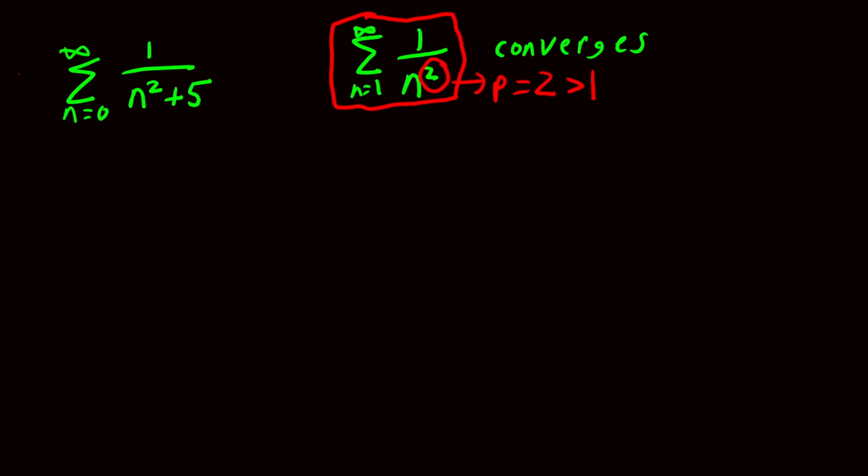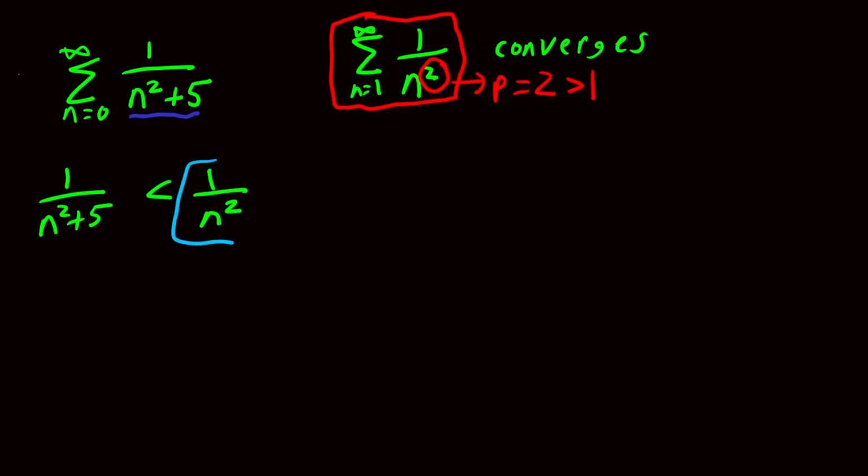Now, there's kind of like a theorem. 1 over n squared plus 5 is obviously less than 1 over n squared. Why? Well, because we're making the denominator bigger. So 1 over 10 is bigger than 1 over 15, right? So we know that 1 over n squared plus 5 is smaller than 1 over n squared. Now, we know this inequality is true, but how does that help us? Well, there's a little bit of a theorem.